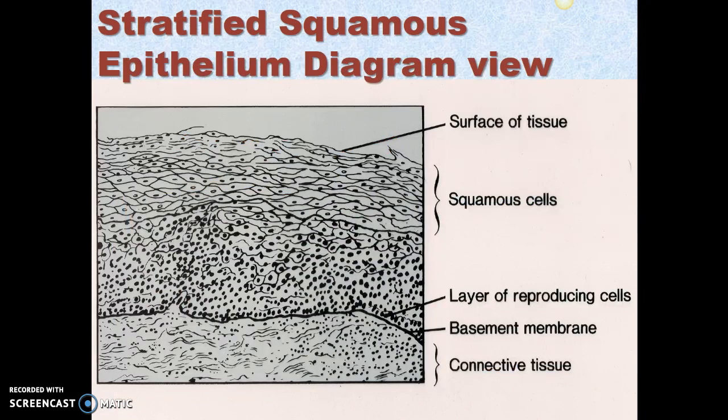Stratified squamous diagram. Here's a nice diagram you practice with in class. And it's got all the labels there, so you can see the base layer attaches it to connective tissue below. Connective tissue mainly connects, and there's a bunch of different types of connective tissue. We'll talk about that.